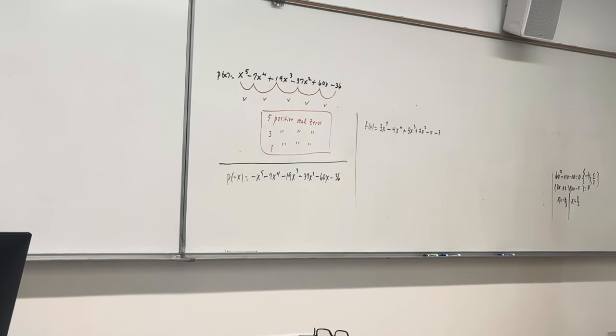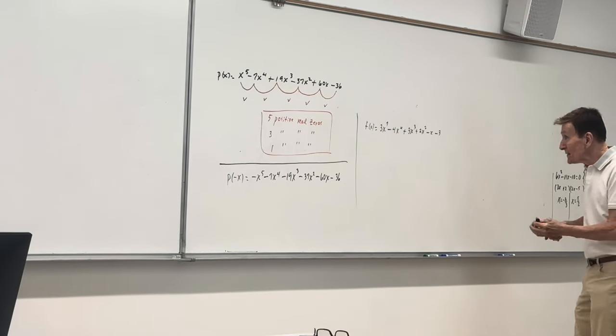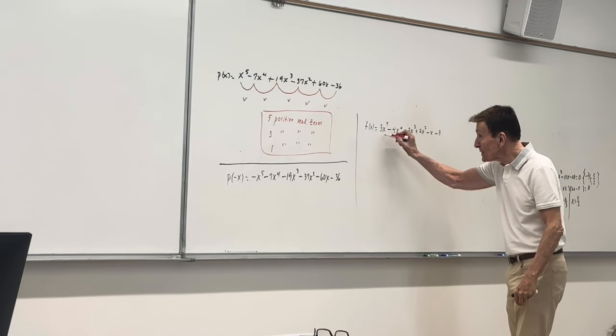So out of 7, are there 4 positive and 3 negative? I don't know. 2 negative, 5 positive? That's fine. One positive, and the other 6 imaginary? I don't know yet. I haven't found them. But I do know this. The sign changes right now from term to term.